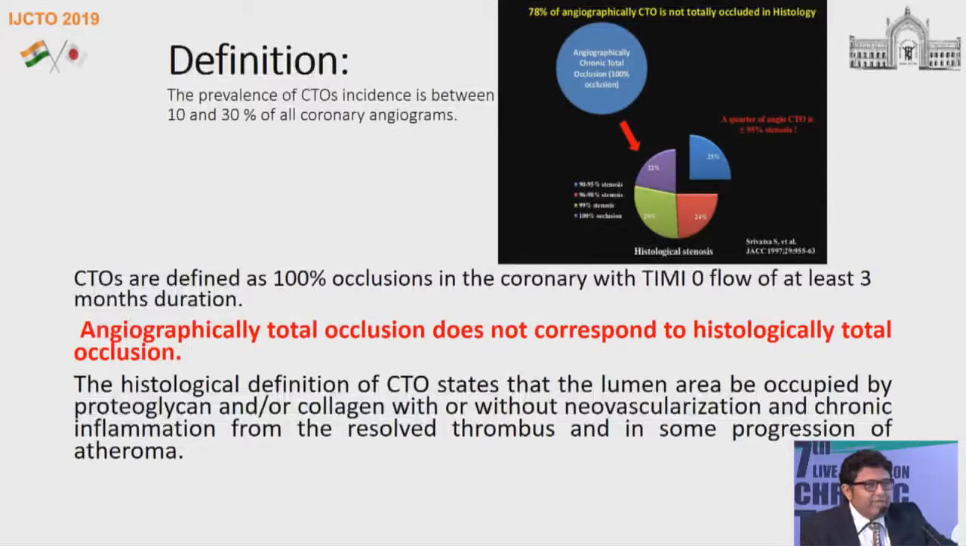However, angiographically, total occlusion does not correspond to the histologically total occlusion. The histological definition of CTO states the lumen area to be occupied by proteoglycan and/or collagen, with or without neovascularization and chronic inflammation from the resolved thrombus, and in some, progression of the atheroma.